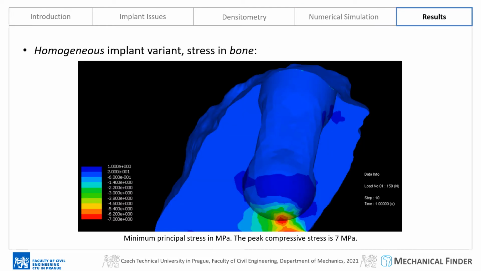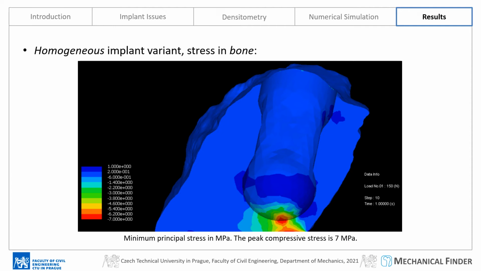So these are the results of the first simulation run. For some clarity I have decided to remove the implant from the bone, so the area of the bone is exposed and we can clearly see the minimum principal stresses which occur in the bone. Both implants have been placed in the same area, so the comparison is readily available, and the homogeneous variant, which is shown on this picture, induced a stress with a peak of about 7 megapascals.